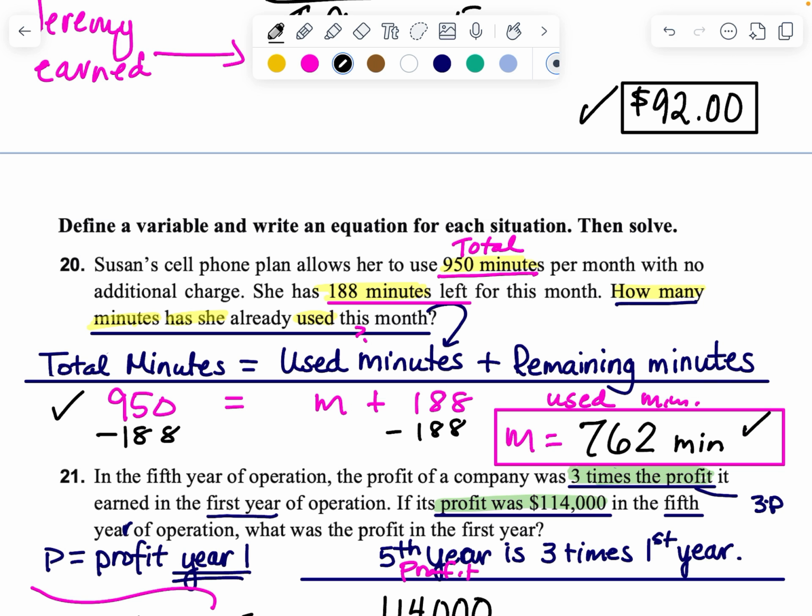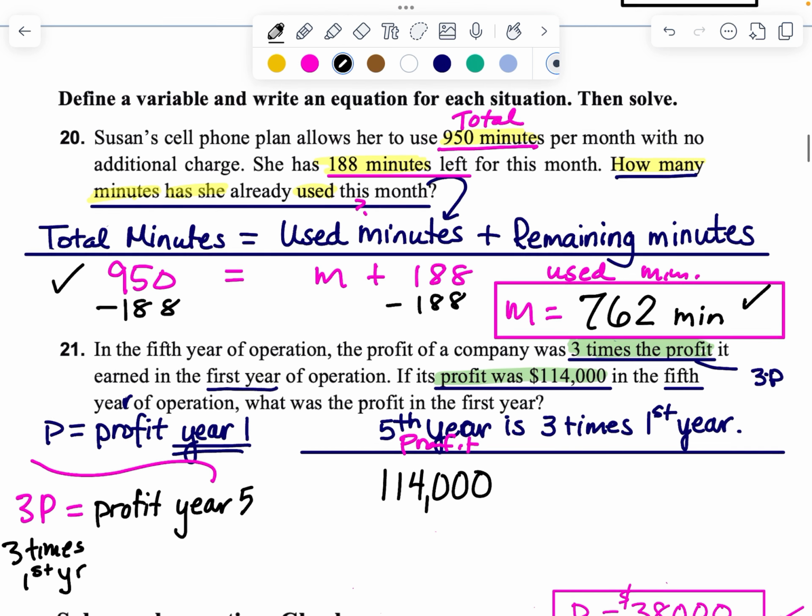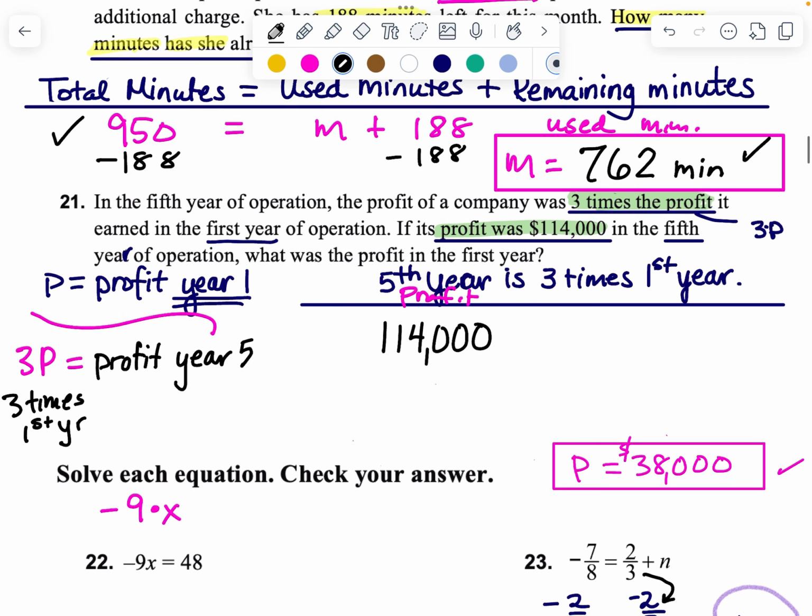So the important thing is that when you read, Susan's cell phone plan allows her to use a total of 950 minutes per month with no additional charge. She has 188 minutes left for this month. How many has she already used? So notice the highlighting with this. It helps you to figure it out when you're feeling like you're swimming in a sea of words. You have to identify sentence by sentence. What do you have here? And that's as easy as it was.